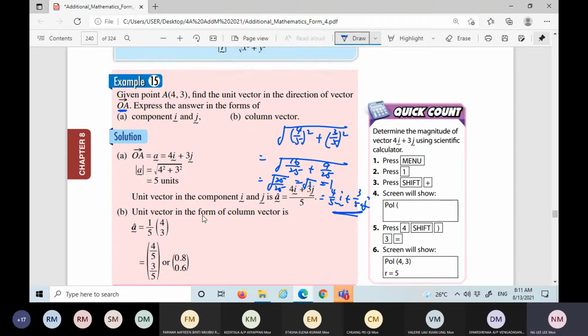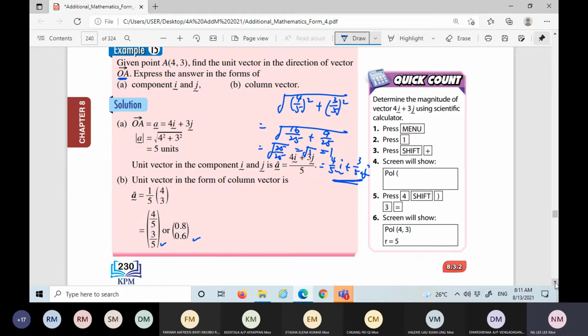If you write in the form of a column vector, this will be the way. Same thing: you write 4, 3 this way, and then divide by the magnitude. The magnitude is 5, so 1 over 5. You can bring in the 5 and write it this way, and you also can write it this way. But if it is an infinite decimal, then you don't write in decimal; you remain it as a fraction. You can use the calculator to find the magnitude of the vector.